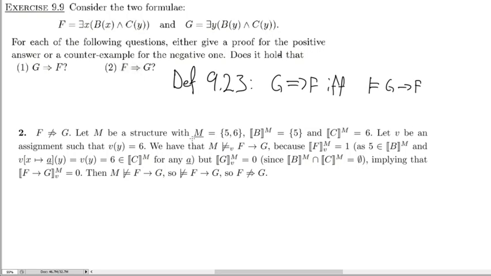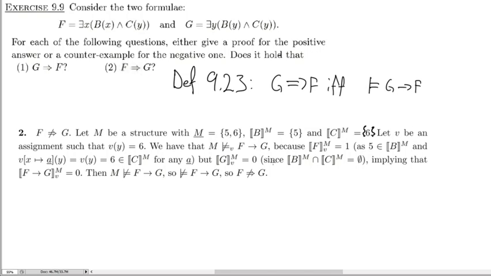So we're going to let the structure M be the same as last time. We have 5 and 6, and then here, however, we're not going to let B and C be the same because we want this G to be false. Remember, we want to come up with a counterexample. So we're going to let B be just the set with 5, and C be the set with 6. Then let the assignments be the same as last time. So we assign Y to 6.